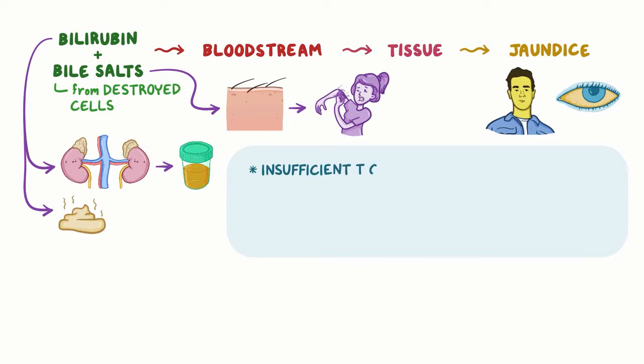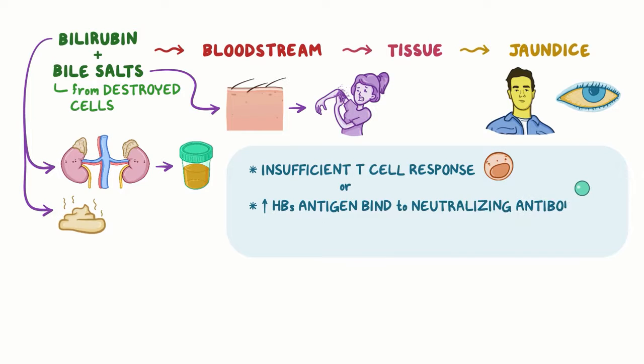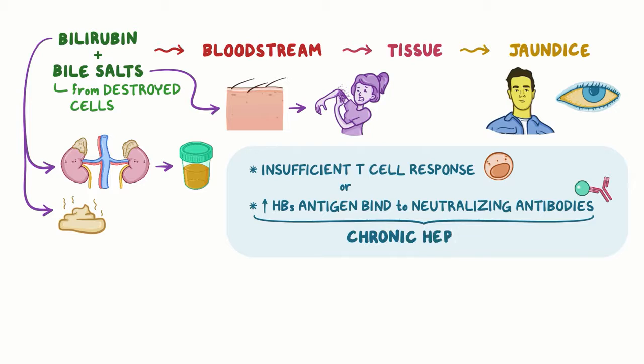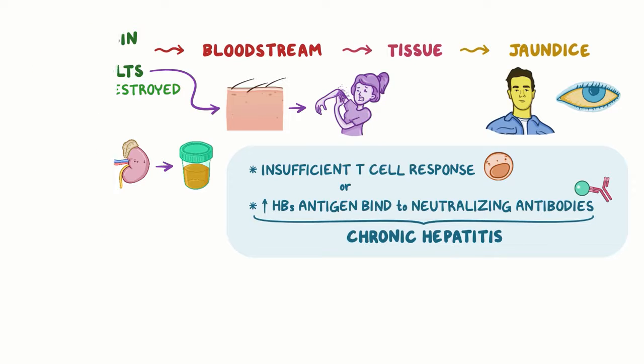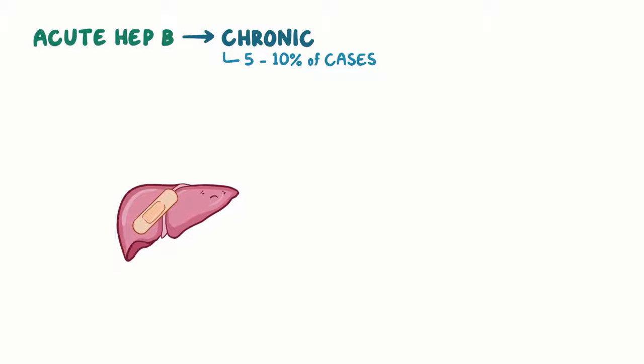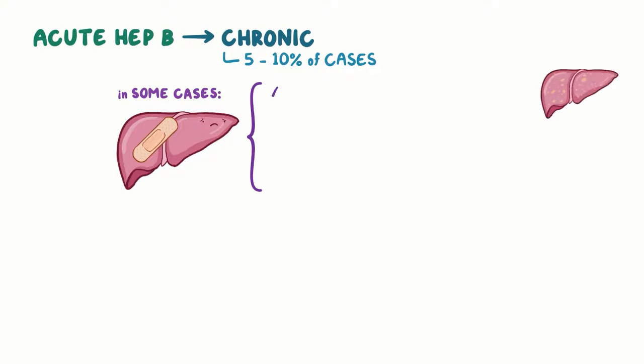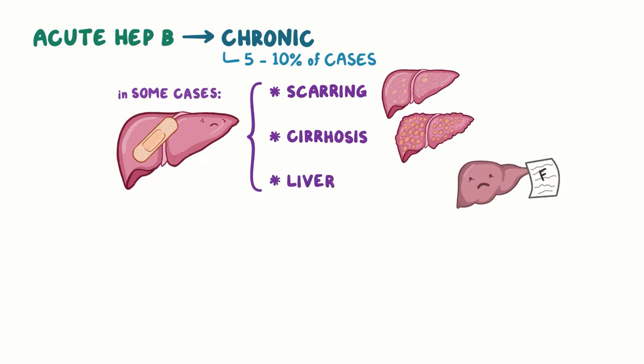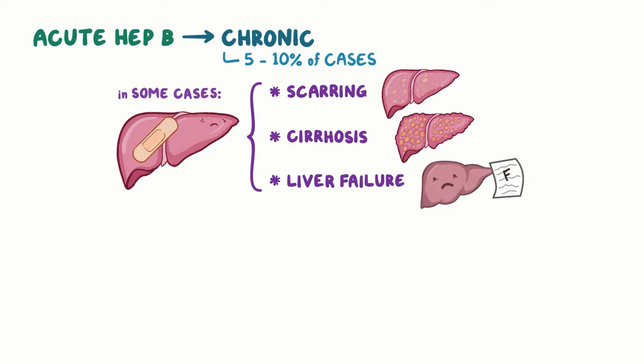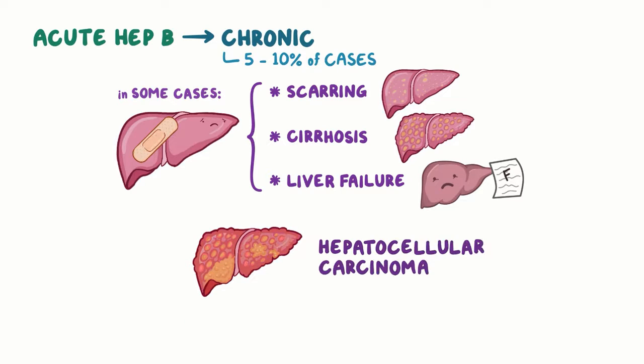An insufficient T cell response, or if large amounts of HBs antigen bind to neutralizing antibodies, can lead to chronic hepatitis. Acute hepatitis B becomes chronic in about 5 to 10% of cases. In some cases, liver damage can progress to scarring, cirrhosis, and liver failure. Chronic hepatitis also increases the risk of liver cancer called hepatocellular carcinoma.